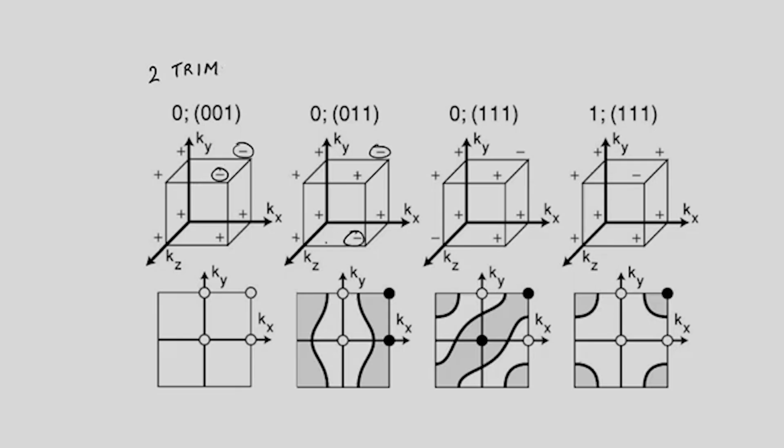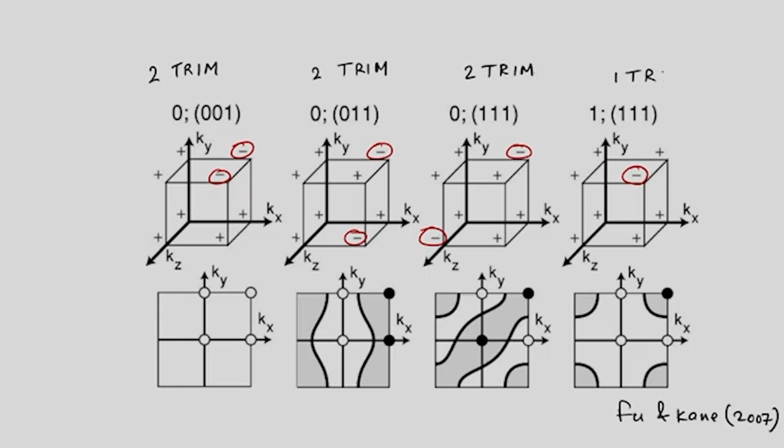Again 2 trim points here. This is taken from Fu and Kane, their paper in 2007, Physical Review B. So, there are 2 trim points as well. These negative signs mean that these are the trim points. There are 2 trim points here, 2 trim here, and there is just 1 trim point here.